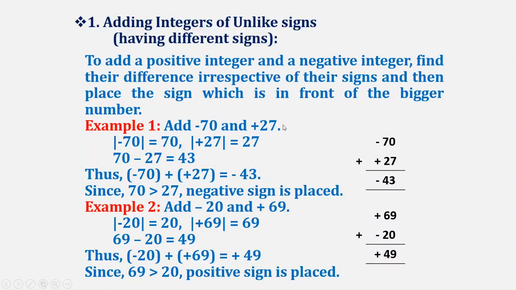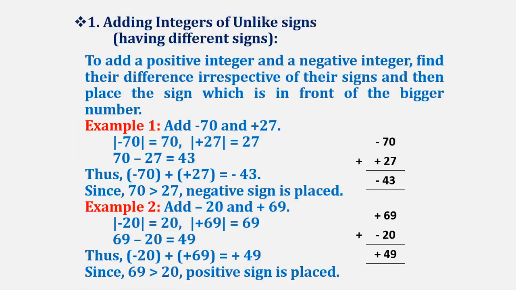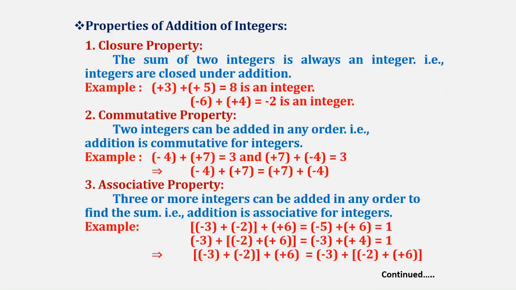So while you are doing the addition of integers of like signs or having the same sign, just add the numbers irrespective of the sign and put the sign which is common to both. And by adding the integers of unlike signs, first subtract the smaller number from the bigger number irrespective of the signs, and then put the sign which is in front of the bigger number. If the minus sign is in front of the bigger number, you have to put the minus sign in front of the answer. If the plus sign is in front of the bigger number, you have to put the plus sign in front of the answer. So that we have to remember while you are adding two integers of having the like signs and unlike signs.